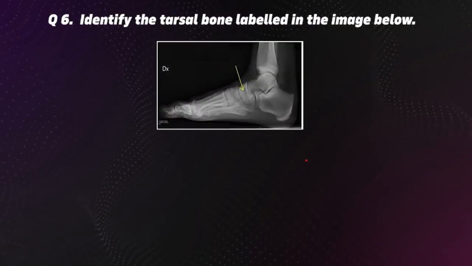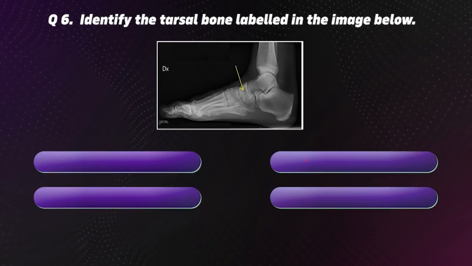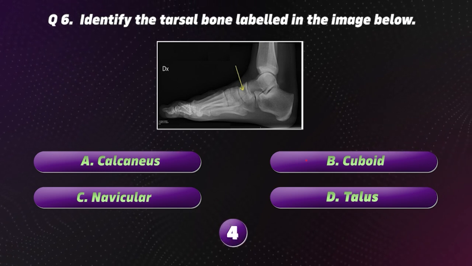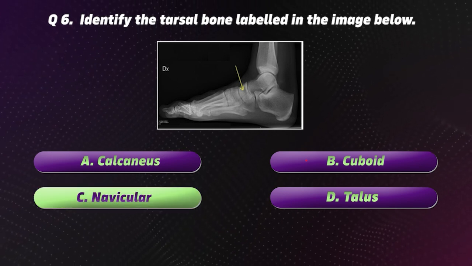Question 6. Identify the tarsal bone labeled in the image below. Here are the options. A. Calcaneus. B. Cuboid. C. Navicular. D. Talus. And the correct answer is option C, navicular.